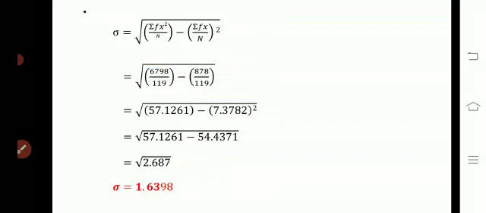Simultaneously you people are studying the sixth unit. Madam is teaching that sixth unit, that is correlation and regression. You have to prepare the notes for that unit also.